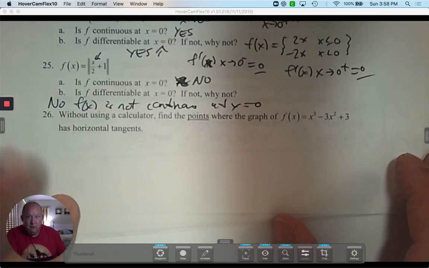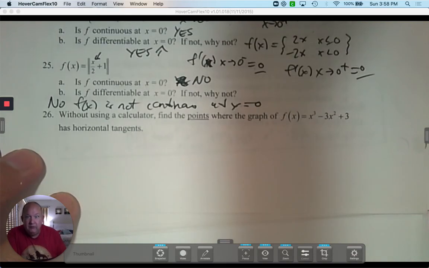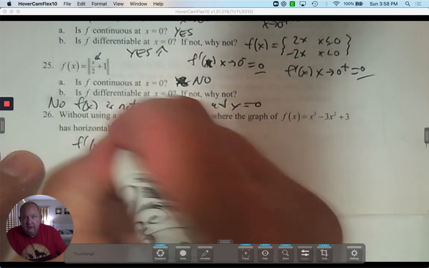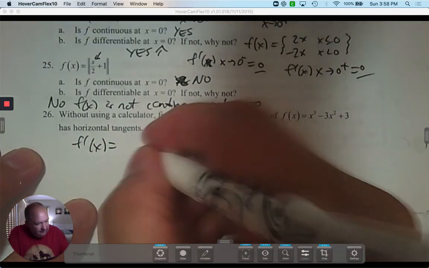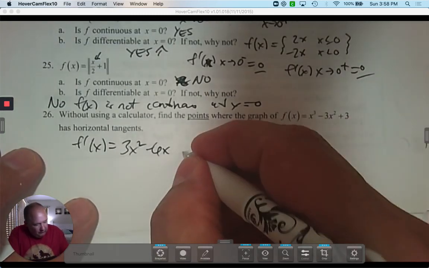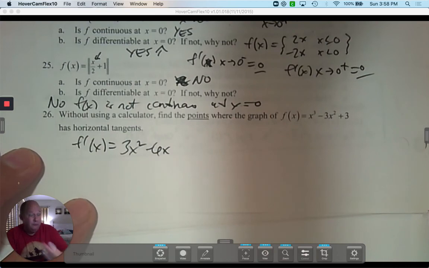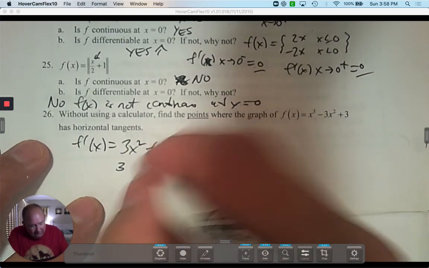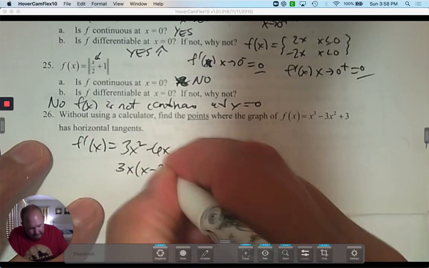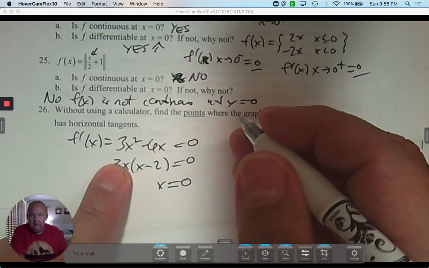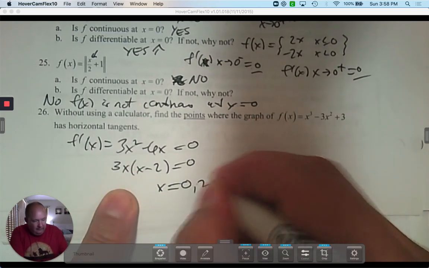26, last one. Without a calculator, find the points where the graph has horizontal tangent. So I'm going to do it right here. So to find horizontal tangents, you take the derivative. That's 3x squared, subtract 6x. And the derivative of 3 is 0. Horizontal tangent means the slope is 0. So we're going to make it equal to 0. And we're going to factor to do this. Take each one, make it equal to 0, and solve it. So the first one gives you the answer 0. The second one gives you the answer 2.